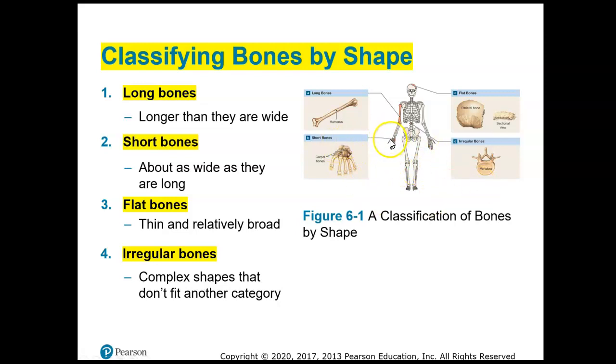Carpals are your wrist bones and the tarsals are your ankle bones. Flat bones are going to be like your skull bones, for example. And here is one of your skull bones called the parietal bone. There are actually two parietal bones. And then irregular bones like the vertebrae. So they're going to have an irregular shape.